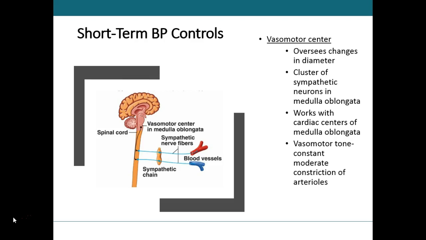But the cardiovascular center also continuously sends impulses out to the smooth muscle in the blood vessel walls through vasomotor nerves. This goes out to arterioles throughout the body, but especially to those in the skin and the viscera of the abdomen. The way these are constantly getting that stimulation keeps a moderate state of vasoconstriction, and we call that vasomotor tone.